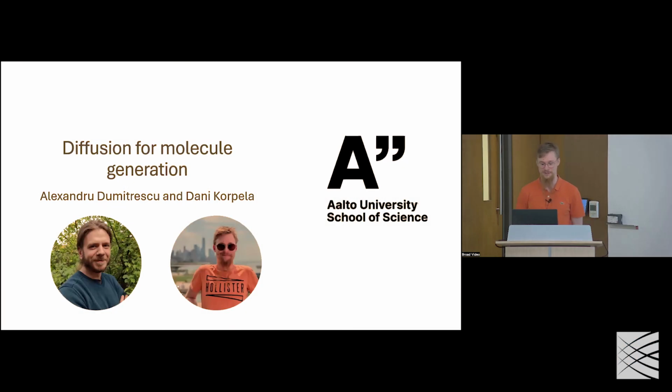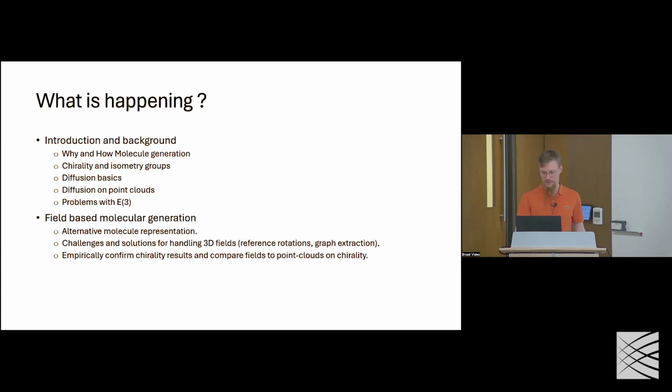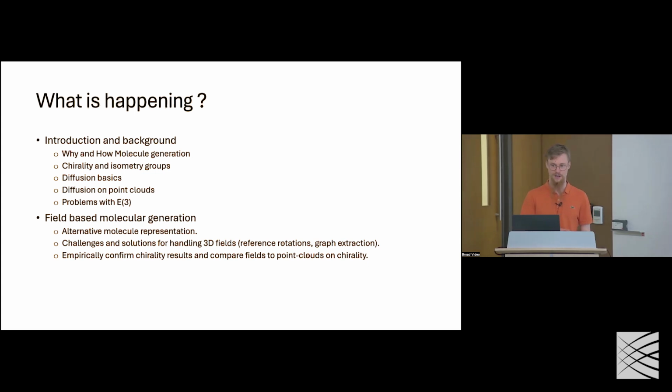Together with Alexandru, we will present now diffusion for molecule generation. So now what is going to happen? First, I will have an introduction with why and how molecule generation is done. And then I will go through chirality and isometry groups that are important concepts. And then I will have a brief diffusion basics. And then diffusion on point clouds. And then last of my part will be problems with E3 invariance.